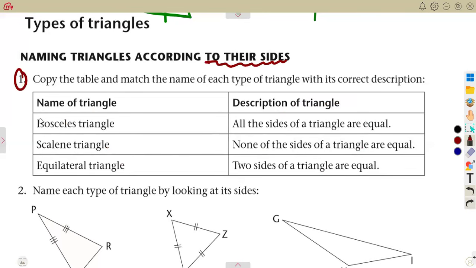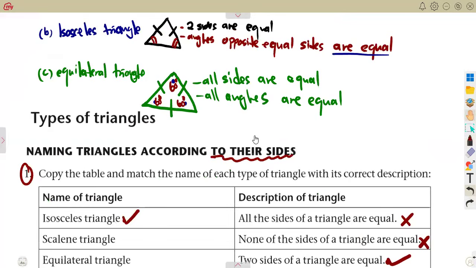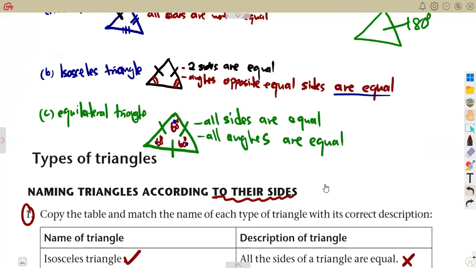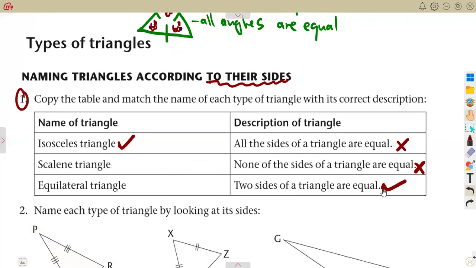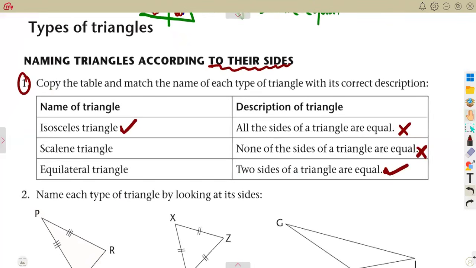All right. So they have isosceles triangle. Okay. All sides of the triangle are equal. No, that's not. Okay. None of the sides of the triangle are equal. No, that's not. In an isosceles triangle, two sides of the triangle are equal. That is correct. So this goes with the isosceles triangle. Remember, this is it. Two sides are equal. That is what we have here. Two sides of the triangle are equal. So that's an isosceles triangle.